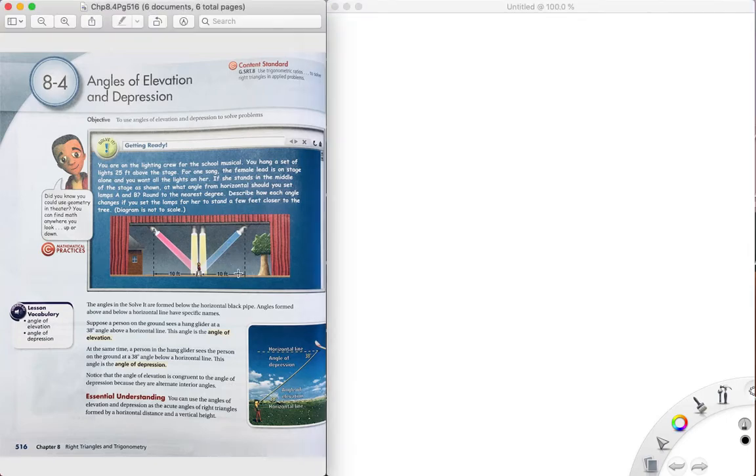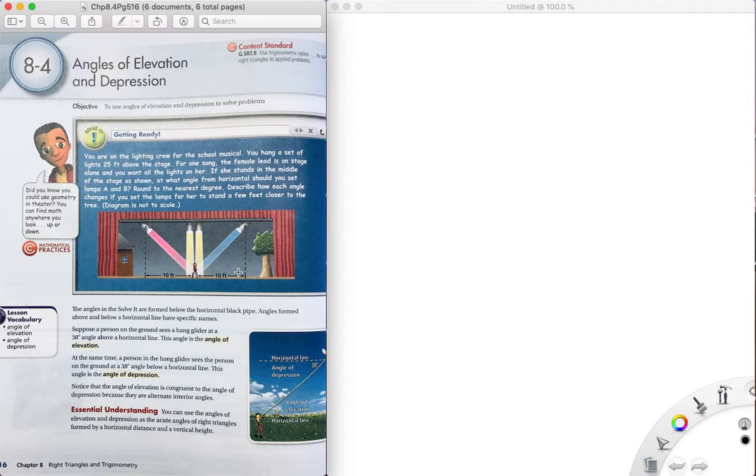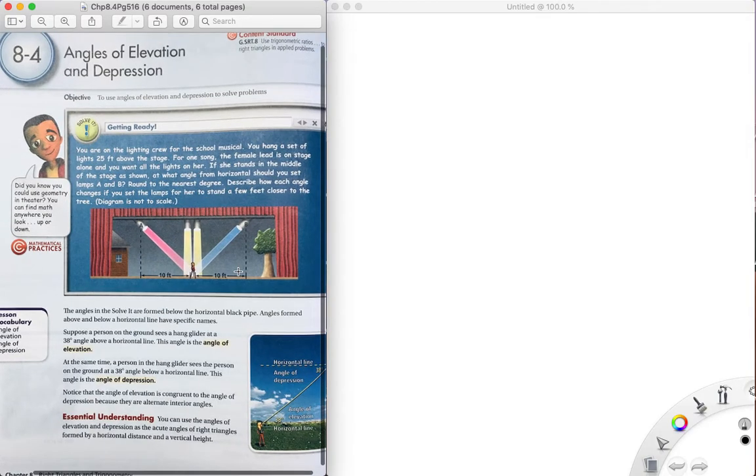Okay, this is Geometry, Chapter 8, Section 4, Angle of Elevation and Depression. Alright, so, angle of elevation.